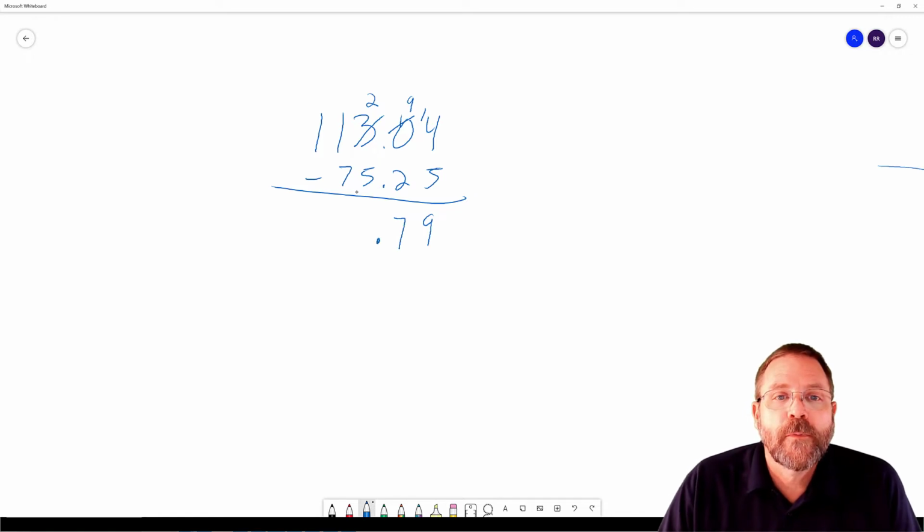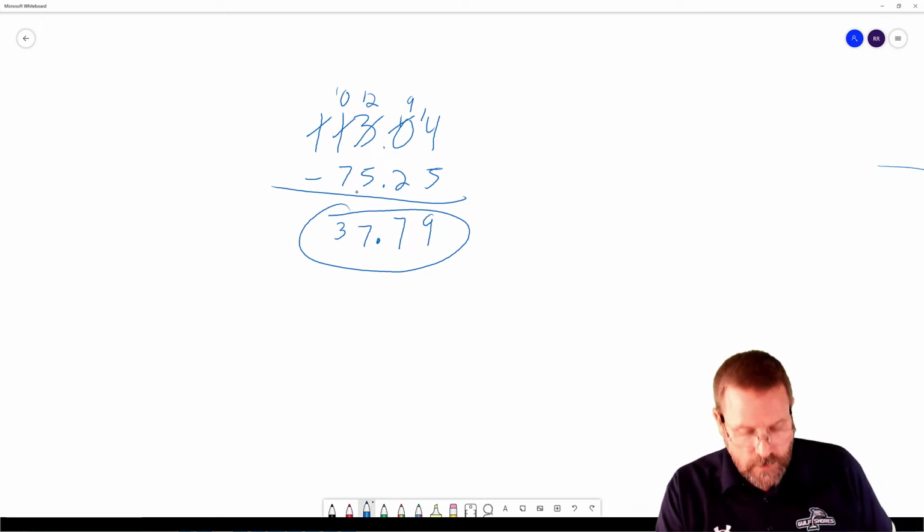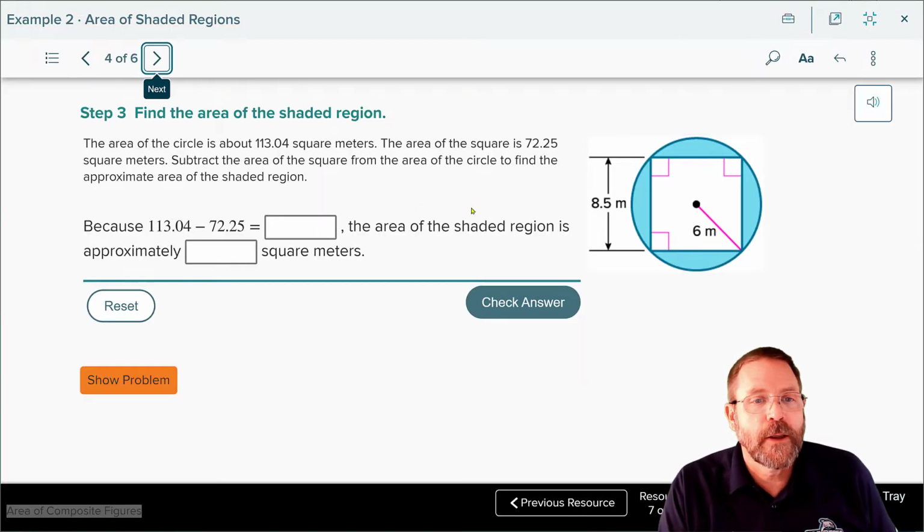Your decimal comes down. Oop, we got to borrow some more. A 0 and a 12. 12 minus 5, that's going to end up giving me 7. And now I need to borrow one more time. 10 minus 7, that's going to give me 3. So the area of the shaded region should be 37 79/100ths.